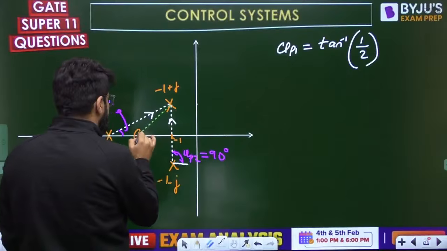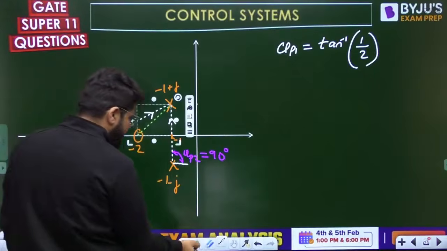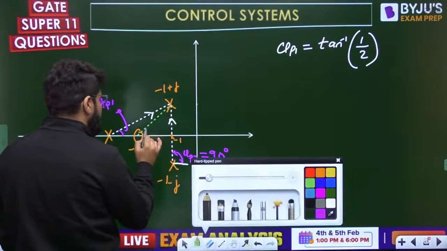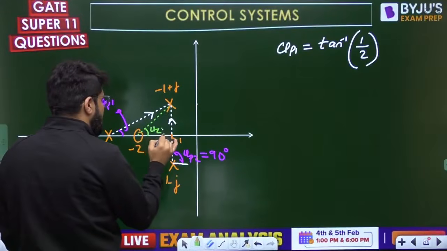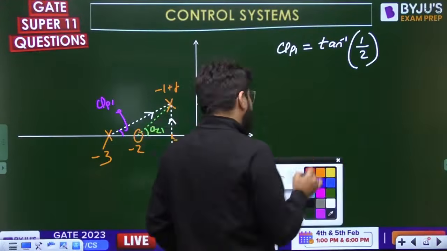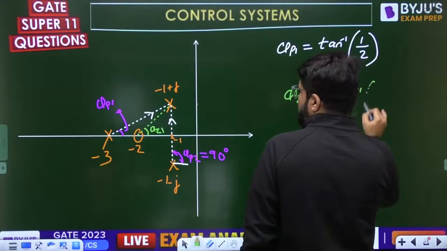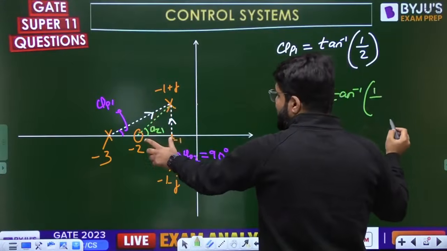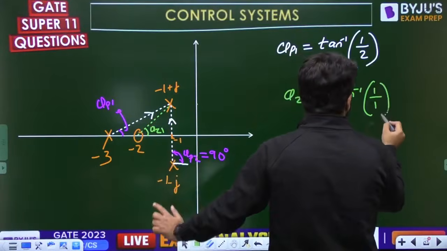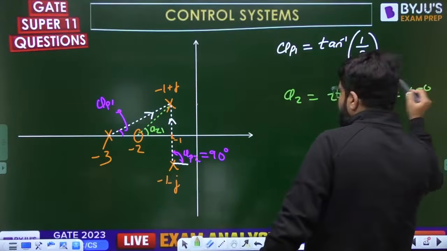Join this with respect to 0 as well. Let's say that this particular angle is known as phi z1. There is only one zero. And what is the value of that phi z1? That is tan inverse of height over base. Height is 1, base is -2 to -1, so base is also 1. So tan inverse 1, that is 45 degrees.